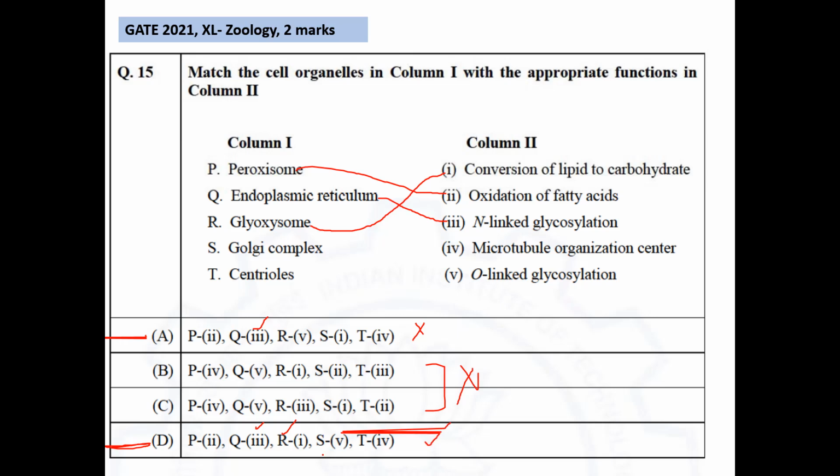So S also we'll see. We know that O-linked glycosylation happens in the Golgi apparatus. So this is the right option, and S is 5. And lastly we have the centrioles. Centrioles help in microtubule organization. They are present in animal cells or human cells, not in plant cells, and they help in microtubule organization during cell division.